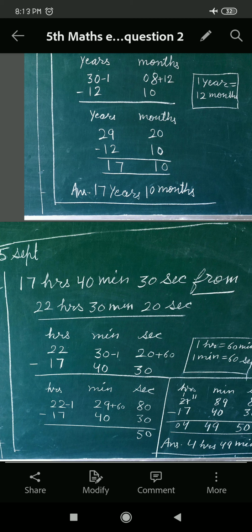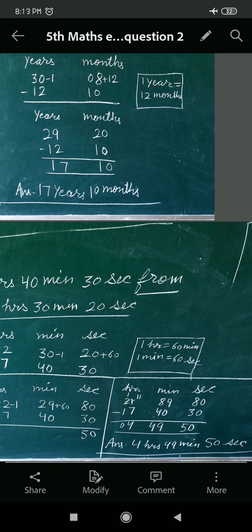Now again you see 29 minutes. Here also we are unable to subtract 40 from 29. Then what we'll do? We'll take borrow from hours. Hour will give 1 hour. And when we will add in minutes, then we'll have to convert this hour into minutes. And 1 hour is equal to 60 minutes. That's why we will add 60 in 29 minutes. 29 minutes we have already, and add 60 here. And then you can subtract.